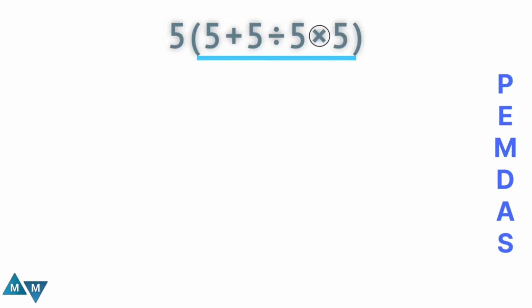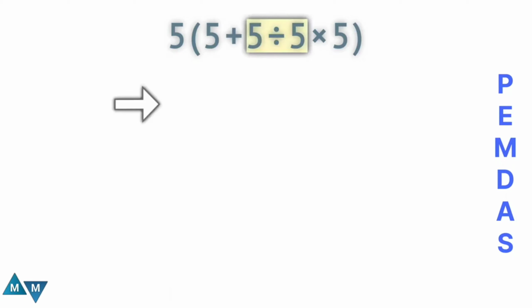So inside the parentheses, we have a plus sign, division sign, and a multiplication sign. Is there any multiplication and division? Yes. What do I see first? From left to right. Well, in this case, I see division first. So this is what I have to do first. So 5 divided by 5 will be our first move, which is equals to 1.